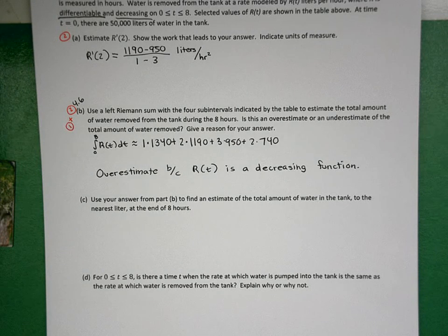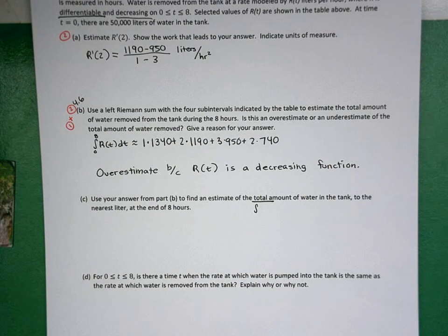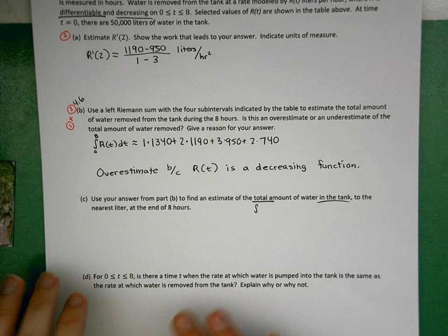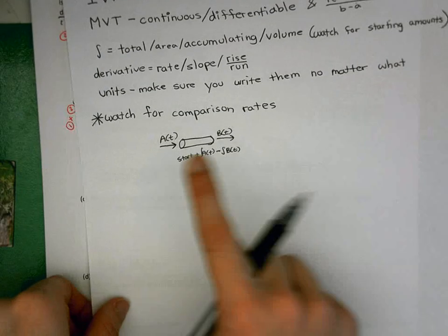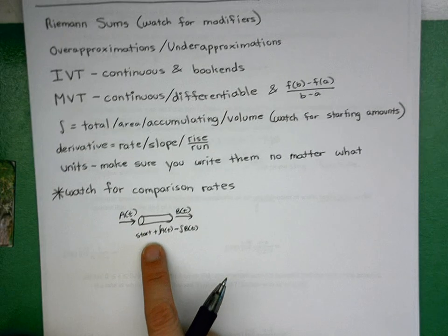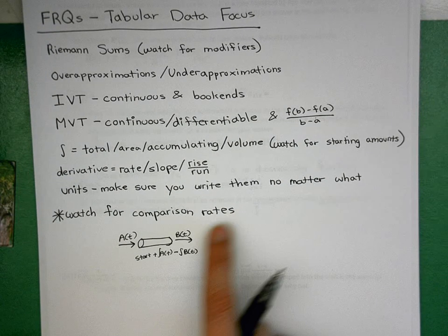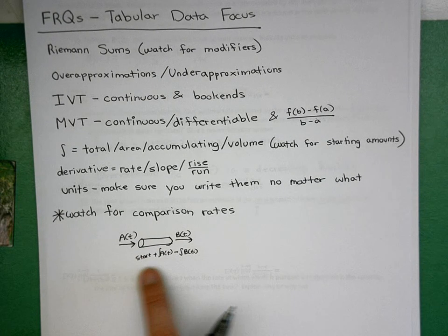Okay? So C, use your answer from part B to find an estimate of the total amount of water. So total, I'm thinking some sort of integral, in the tank to the nearest liter at the end of 8 hours. The reason I underline "in the tank" is because of this last one that we wrote at the very beginning of this video, which is watch for comparison rates. And I described a pipe, with A going into the pipe and B coming out of the pipe. And so what's inside the pipe is your starting plus what goes in minus what comes out.